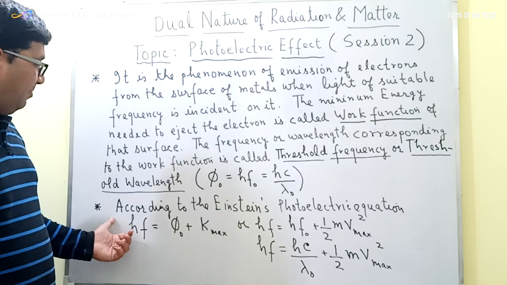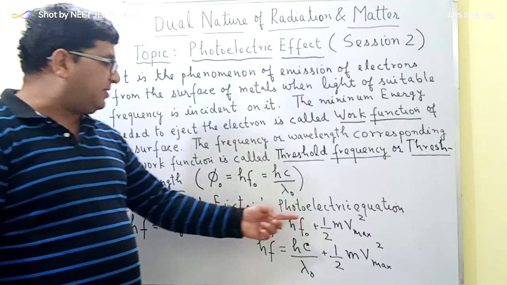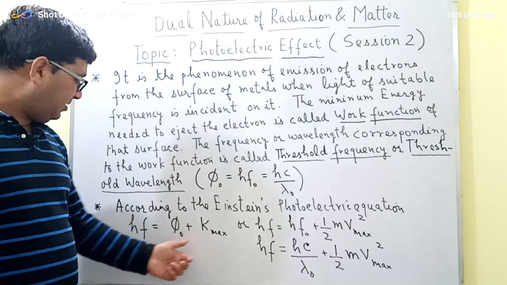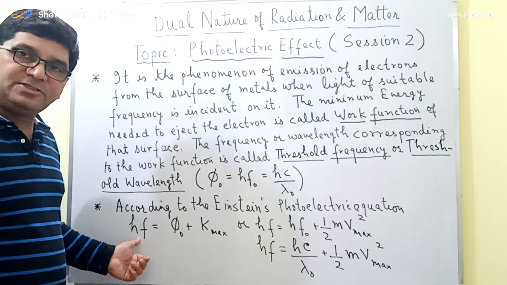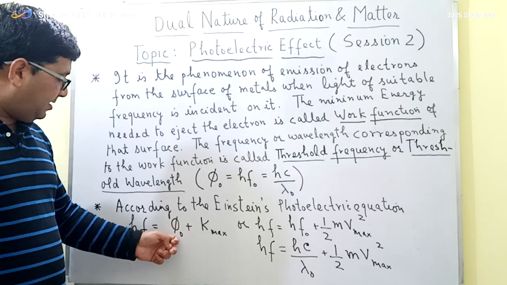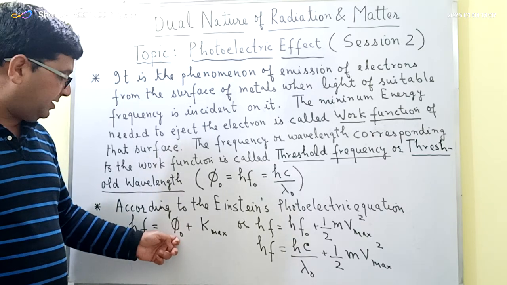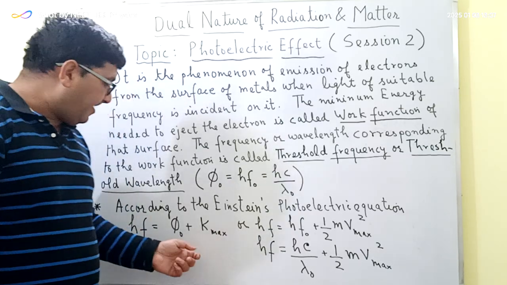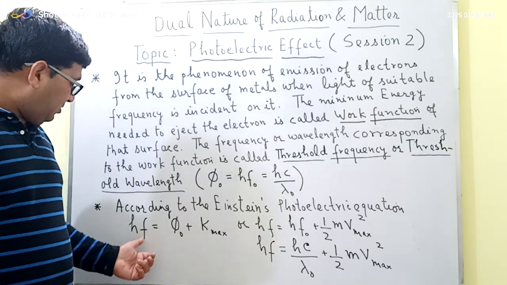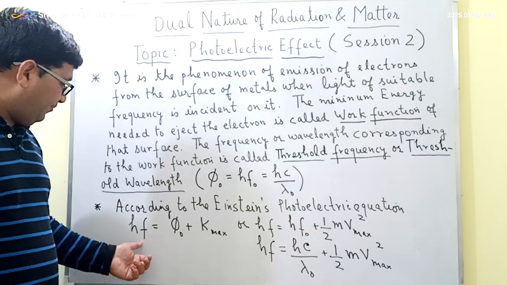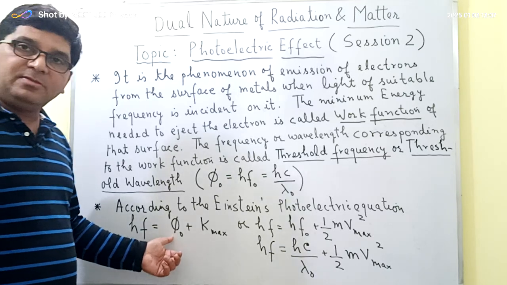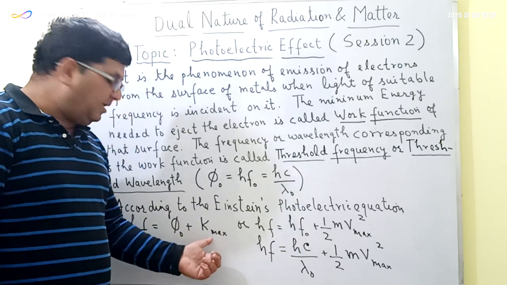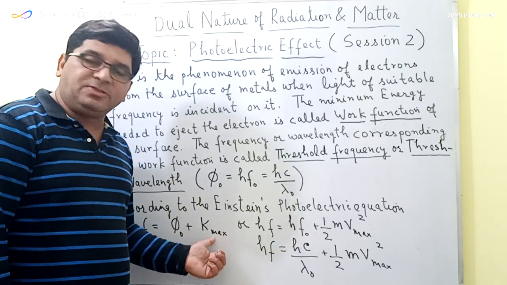So by using the Einstein photoelectric equation, that is hf is equal to phi naught plus K maximum, this hf is the energy of the incident photon, and this is equal to the sum of the work function and the maximum kinetic energy of the photoelectrons. Here the energy of the incident photon is utilized in ejecting the electrons from the surface of the metal and imparting the kinetic energy to it.